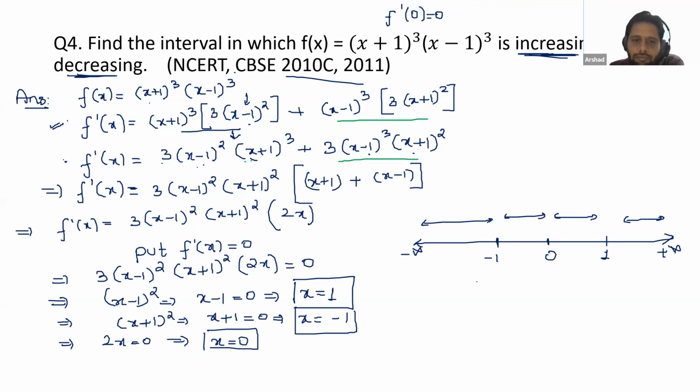So what we have done after this, we have taken out the common. So what is the common here? 3. After this, we have x minus 1 whole square common and x plus 1 whole square common. So we have taken 3, x minus 1 whole square, x plus 1 whole square. What have we got here? Here we have x plus 1 whole cube, so we get x plus 1. Here we have x minus 1 whole cube, so we get x minus 1. So now this one will cancel out. We get a 2x here. Is this fine? Yes, sir. Okay, great. So please complete it and let me know the final answer.